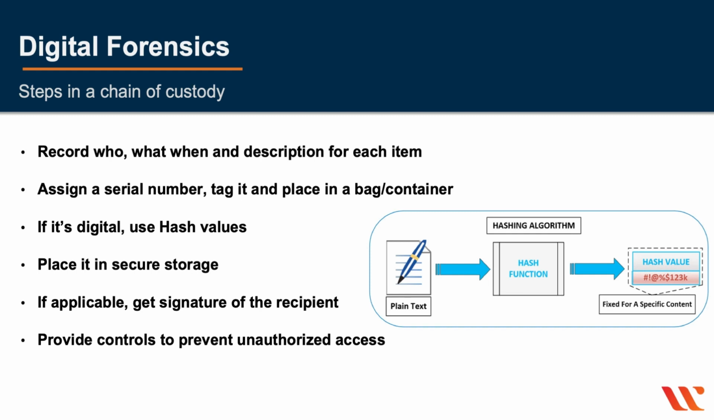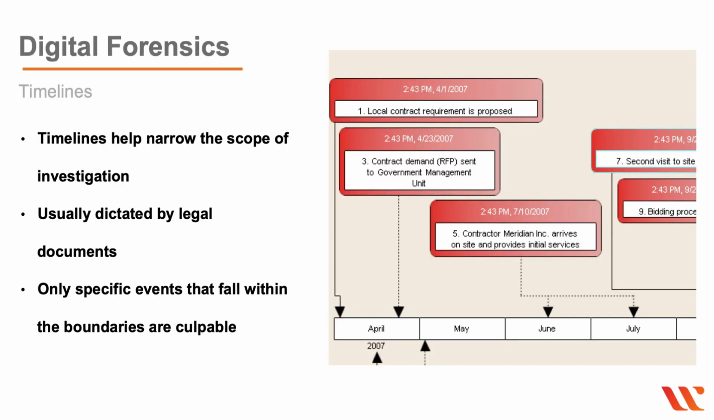And then there's a record of that. Finally, you want to make sure that you get the signature of the recipient if you're receiving the evidence. If you're part of a storage room or storage locker and you're receiving evidence from different places, you want to get the details of who you're receiving it from, and get their signature, as well as provide controls so no unauthorized access happens to it.